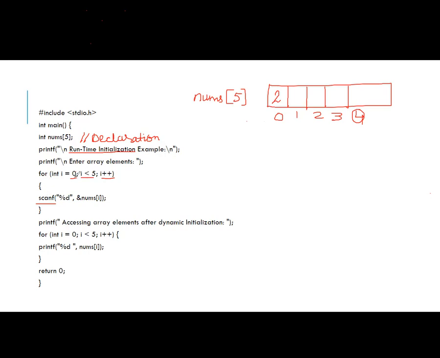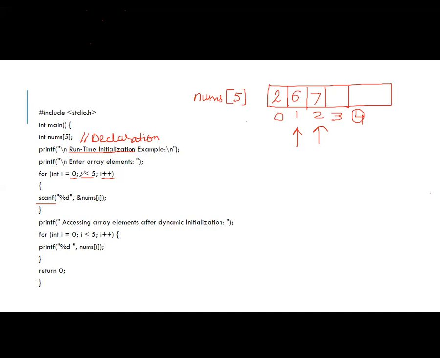For the second time, the value of I has now become 1, so your index position is 1. The user will enter some value from the keyboard, for example, 6. It will increment I and go to the next position. Now I is incremented to 2. It is going to enter some value, for example, 7.